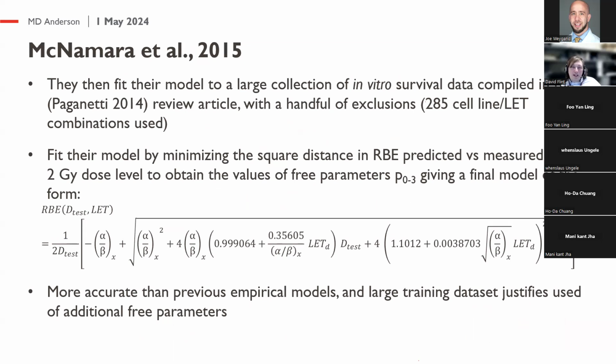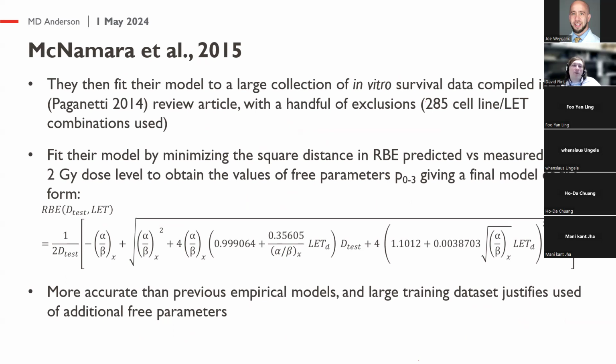They were able to add all these extra terms to their model. By terms, I usually mean free parameters. They have far more free parameters than the other models. And they were able to do this because they collected a huge data set, nearly 300 paired cell survival experiments worth of data to train their model on. That sort of justified the use of all these extra parameters in creating that model.